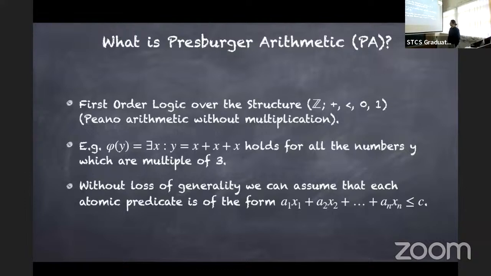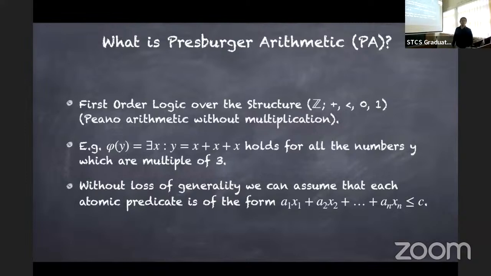So, what is Presburger arithmetic? As I mentioned, it's linear integer arithmetic. It's a first order logic over the structure Z, plus, less than, 0, 1, which means that it has first order quantifiers and first order variables. The variables range over integers. You have addition, you have comparison operators, and constants. That's it. You do not have multiplication.